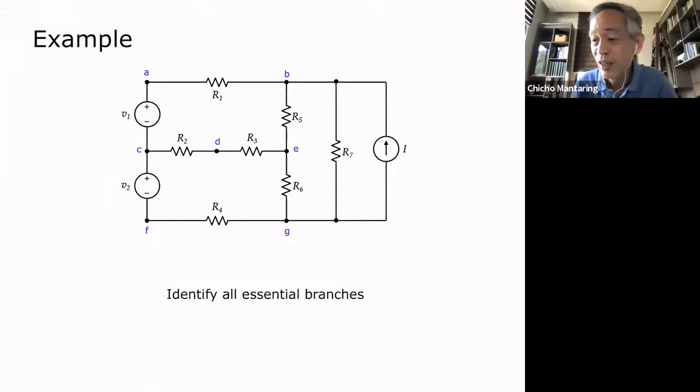So next question. What are the essential branches? How many? First of all, how many essential branches are there? An essential branch, by definition, is a path that connects 2 essential nodes without passing through any essential node. So how many essential branches are there?